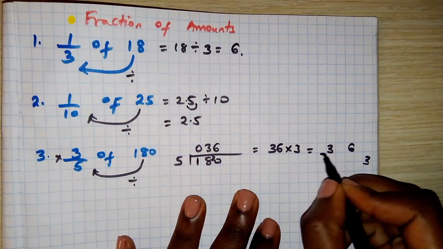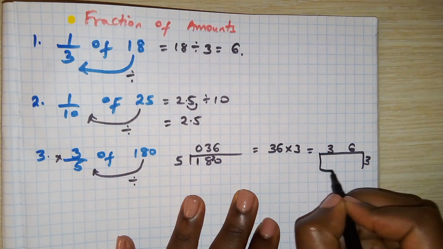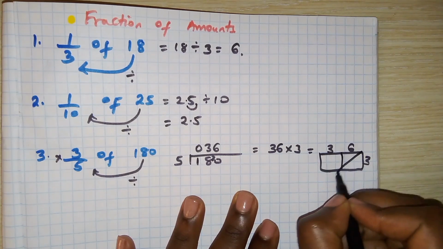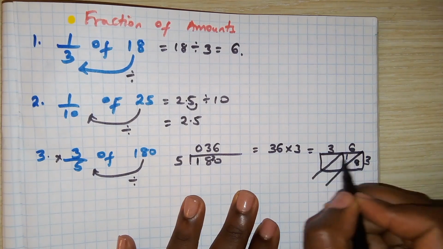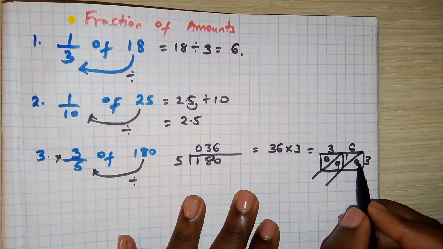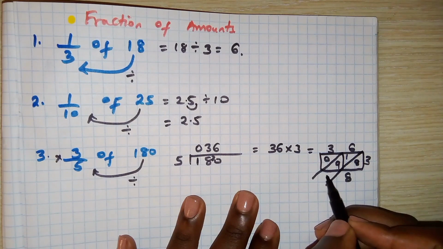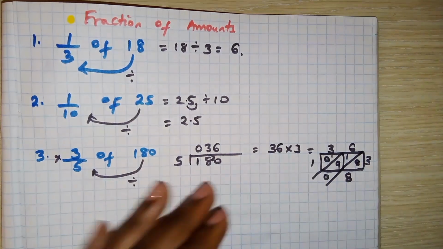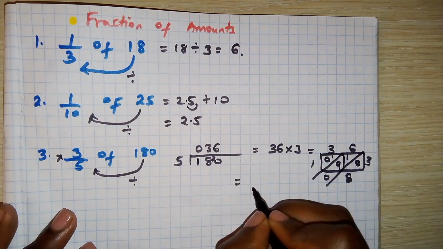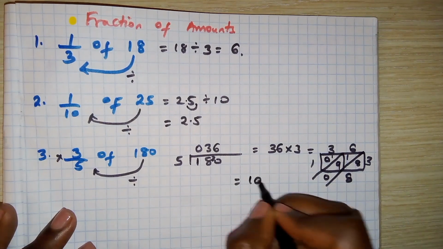Let's use the lattice method. 6 times 3 is 18. 3 times 3, 9. So this is 8. And then 9 plus 1 is 10. 0 carry 1. And here you have 1. So the answer would be 108.